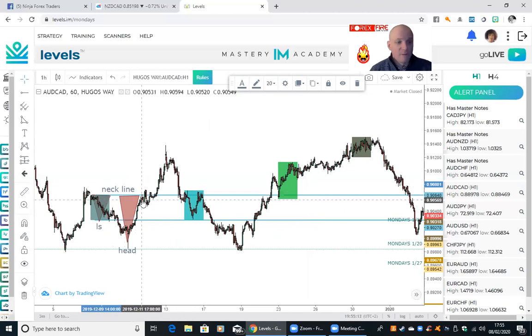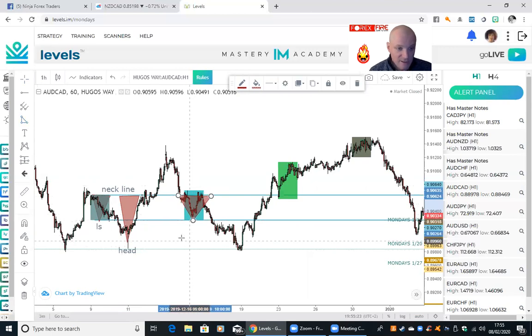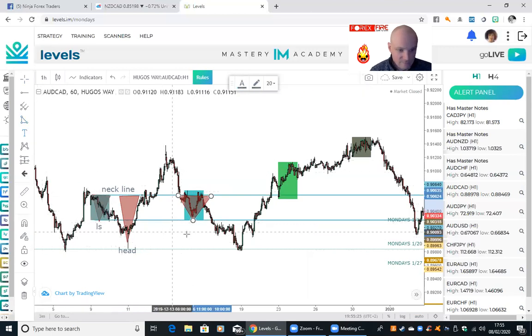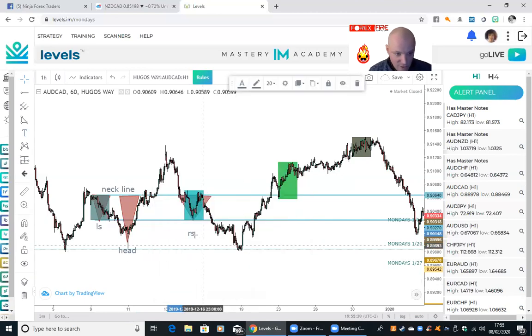Okay, guys, from there, you want 100% retracement to the opposite side of the left shoulder. We got that right here. Again, it took a whole week to do that. So that's your right shoulder. And then we put RS as an abbreviation for right shoulder. Okay.